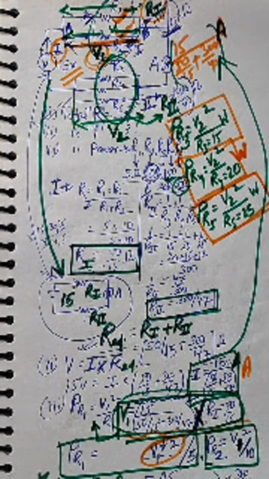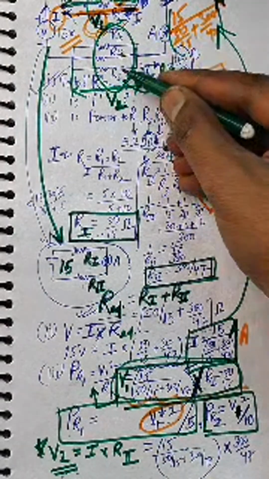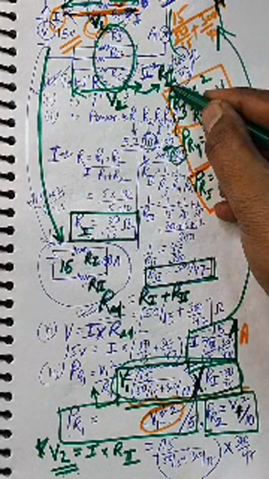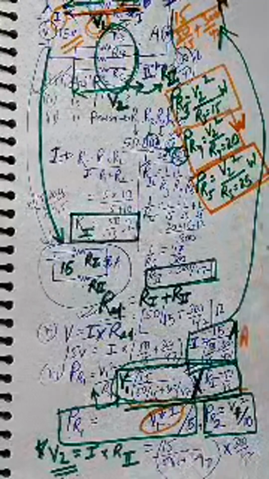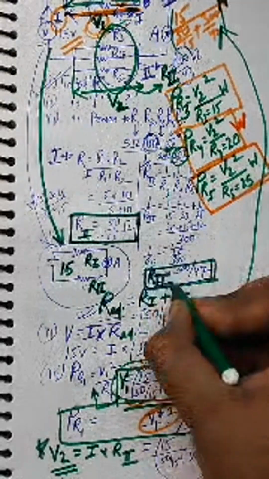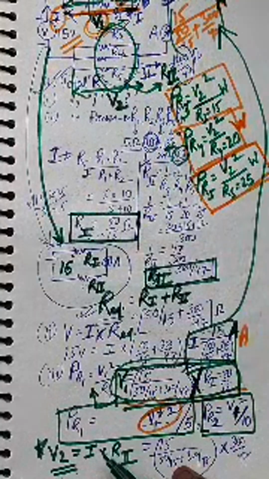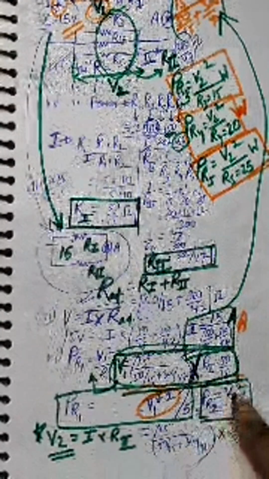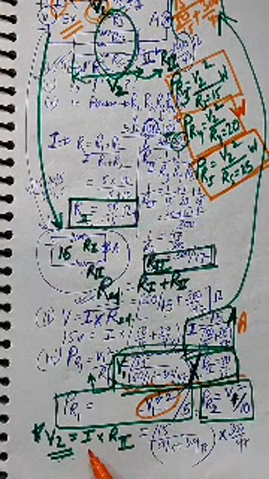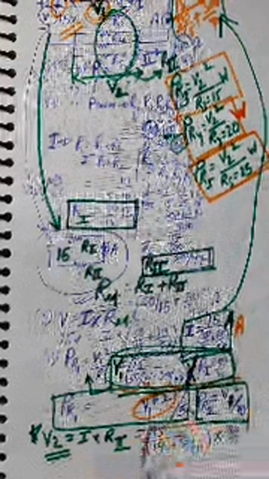Similarly, V2 is calculated. V2 means the voltage across R3, R4 and R5. Just use the equivalent resistance R capital, Roman 2, and multiply it by the current. You will get V2 over here. You can see here, this is the V2, this is the V2.